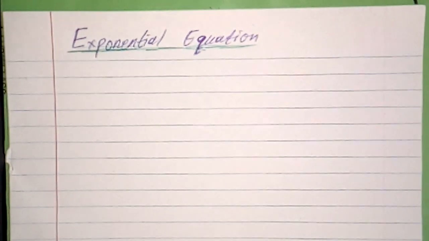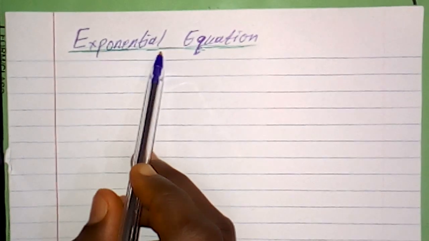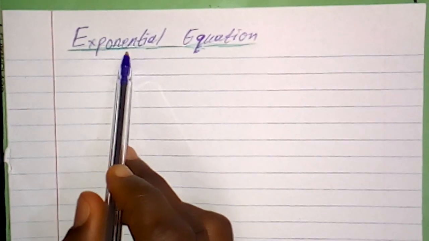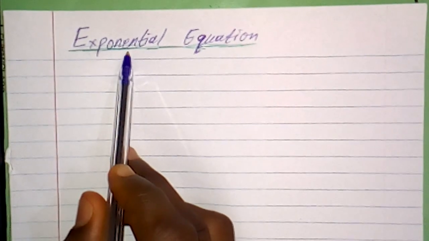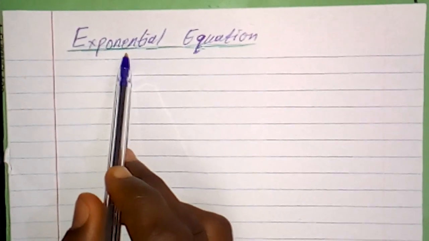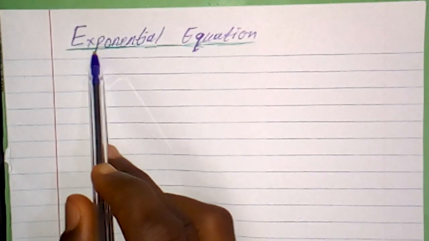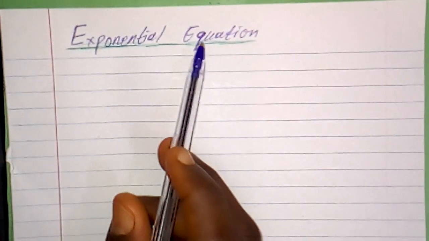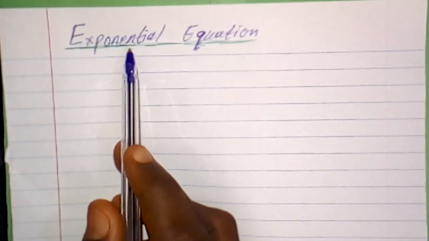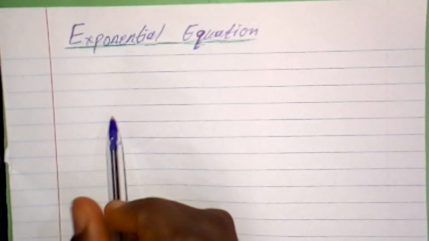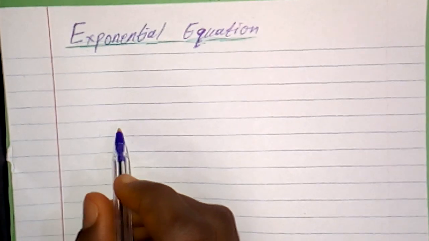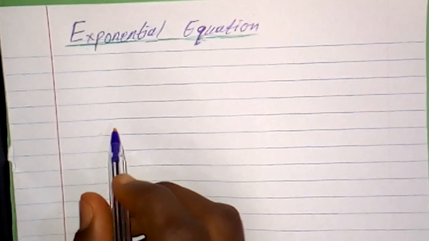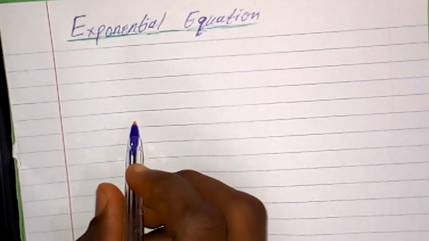Now, what do you understand by the word exponential? The other word for exponential is power, and also index. Right? Good. So, what do exponential equations mean? It simply means an equation which has a power as a variable. An exponential equation is always an equation which has a power as a variable.